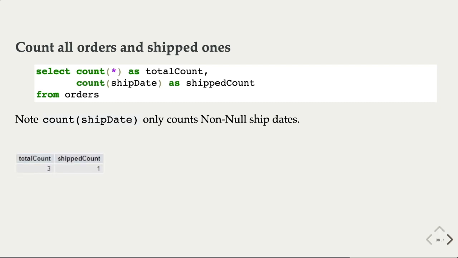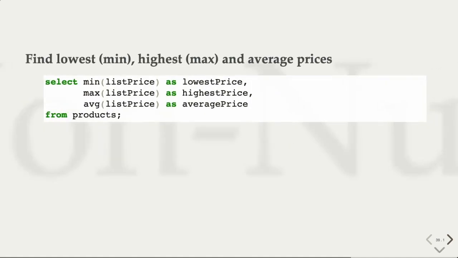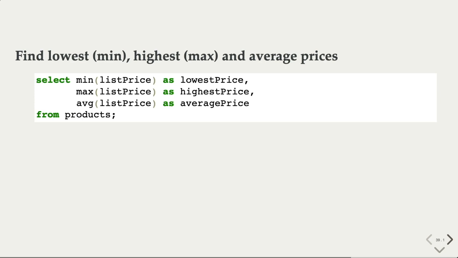The total count, the total number of records there, is 3. Okay, 3 orders in there. And then the ship count is 1, because only one record has a ship date. So this gives you the idea that when you count a particular field, I only count the non-null values. We can also use these aggregate functions to find the lowest value, the highest value, and the average values of certain columns.